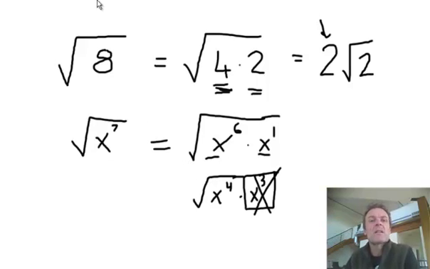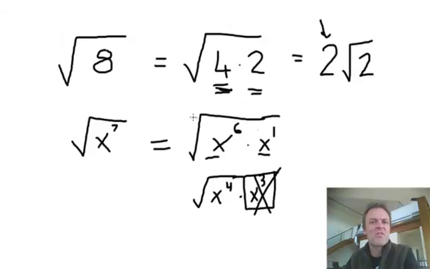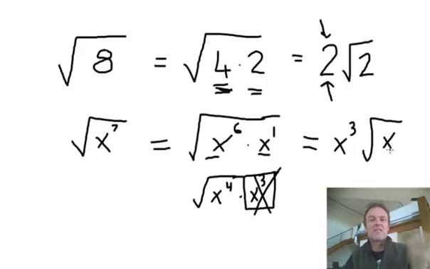Right, so if we go back to the previous one, remember, the square root of x^6 is x^3. So I can bring an x^3 out of here, just like I brought a 2 out when I square rooted the 4. What's left is the x^1, or just x, okay?